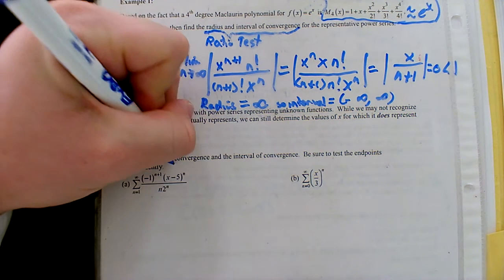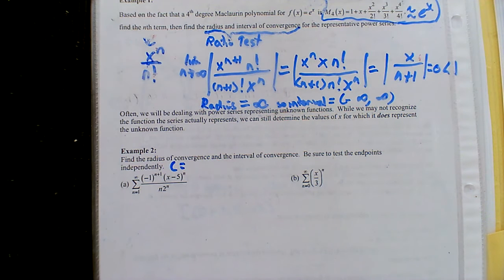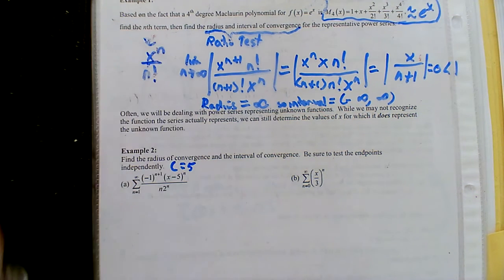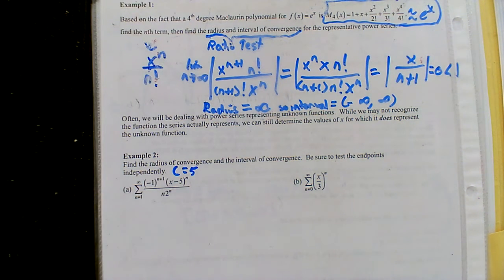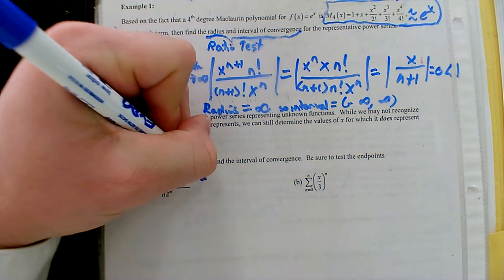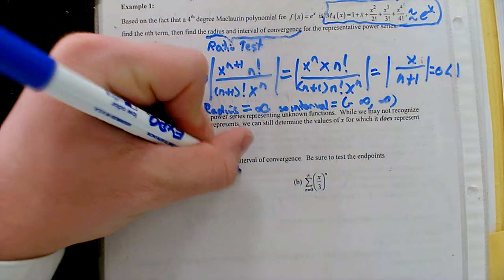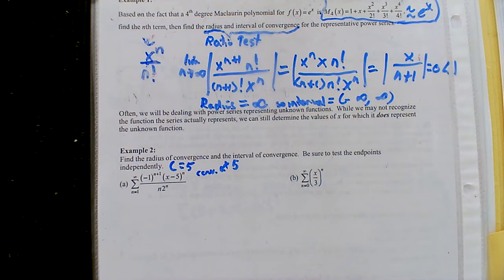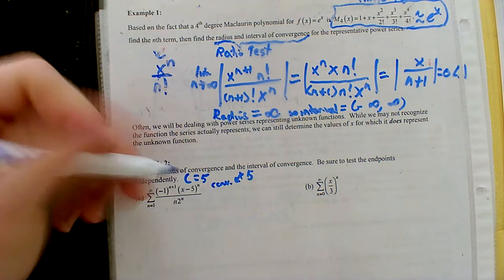So, as we start, do we know what the center of convergence is? The center of this. What does c equal to? 5. So what we're saying, whatever this is compared to, we know at 5 that it converges. So we know for sure it converges at 5. Converges at 5. We know that for sure.